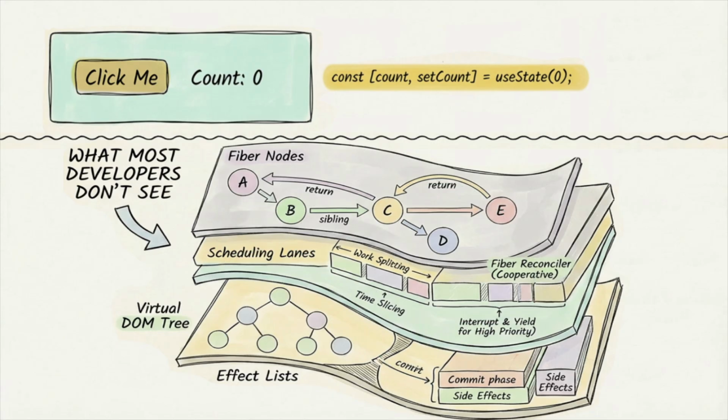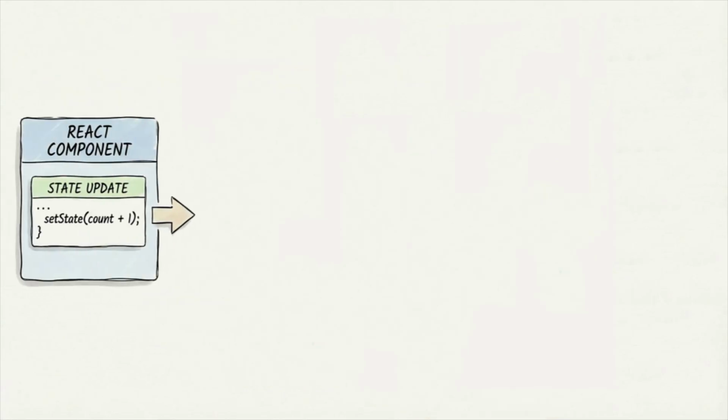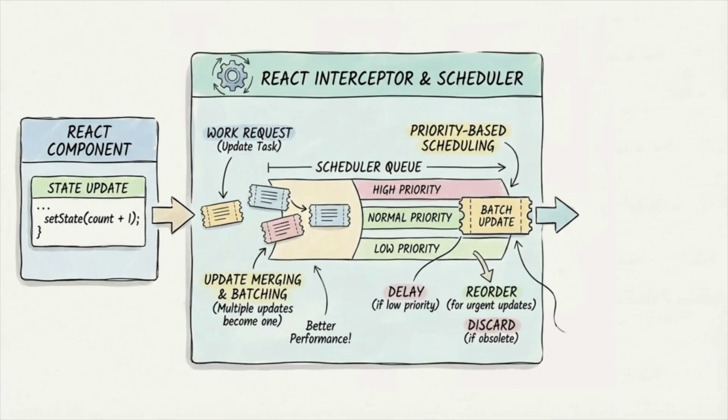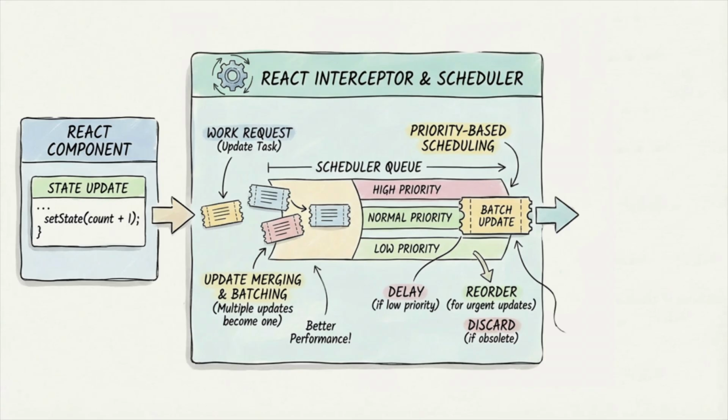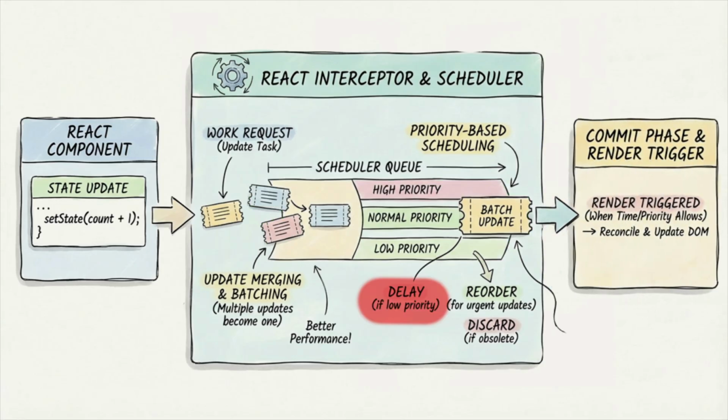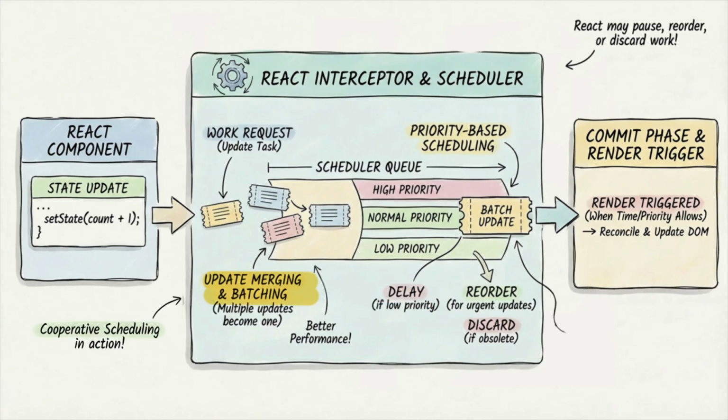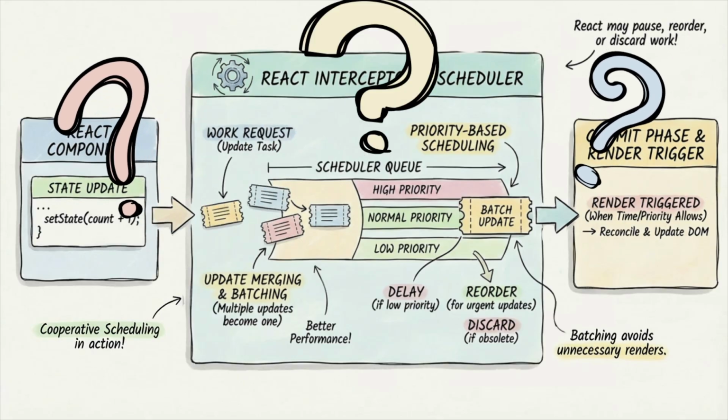Everything in React starts with a state change. Whenever state or props change, React schedules a re-render. But React does not update the DOM immediately. Instead, React creates something called a work request. You can think of it like raising a tiny update ticket in React's internal task manager. This is important because React might delay this work, merge it with another update, or even drop it entirely if it's no longer needed. But how does React decide when to run this update?